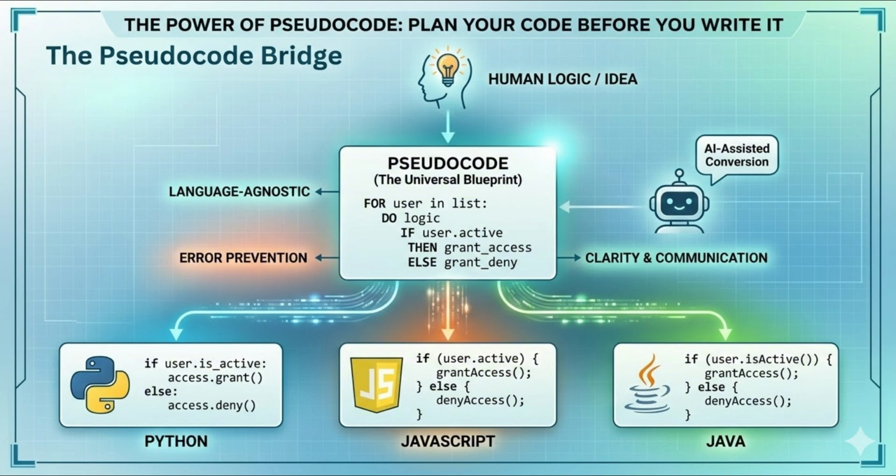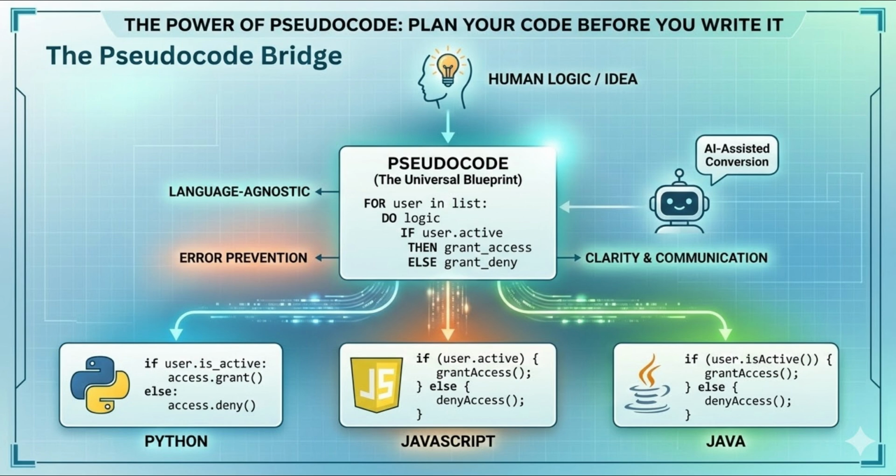Why pseudocode matters? Pseudocode isn't just for beginners, it's a practice adopted by professional developers to tackle complex problems. Here are the key benefits. Clarity and simplicity. By removing the strict rules of programming languages, you can express your ideas in plain English. This makes it easier to understand and communicate your logic to others, regardless of their coding background.